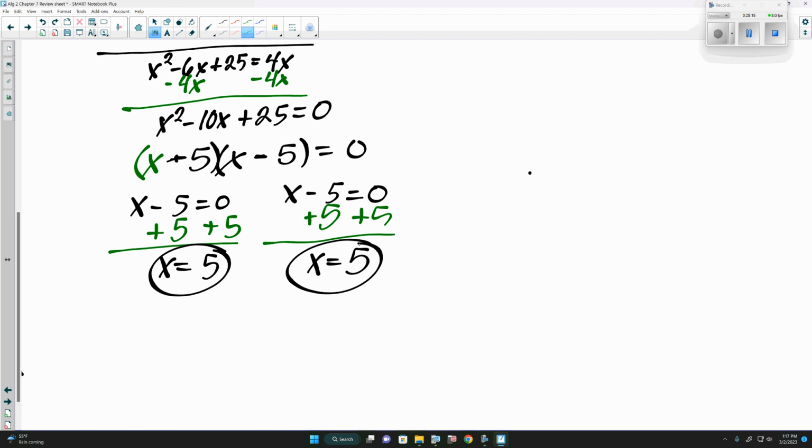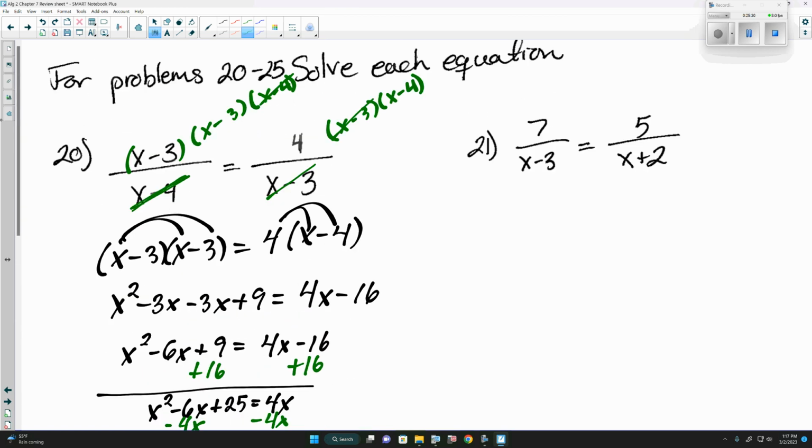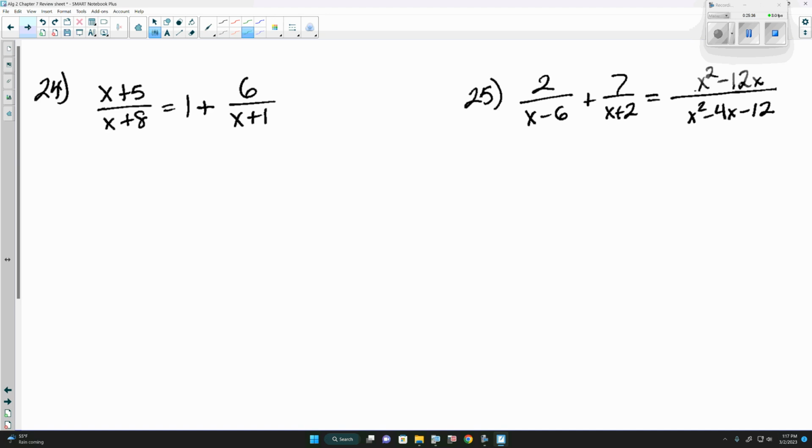Questions on this here? Now we could have graphed x squared minus 10x plus 25, and it would have touched the x-axis at 5, wouldn't cross it, because of even multiplicity. But that is it. Any other questions on number 20? Questions on 23, 24, 25?